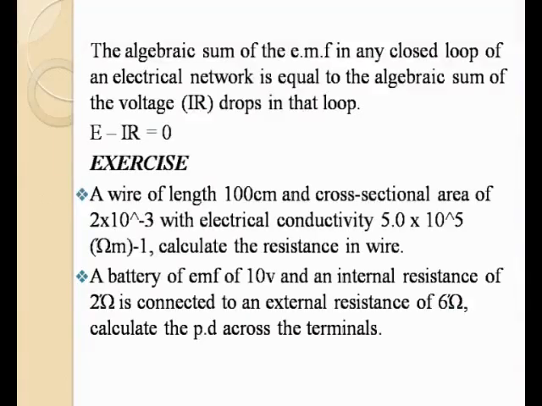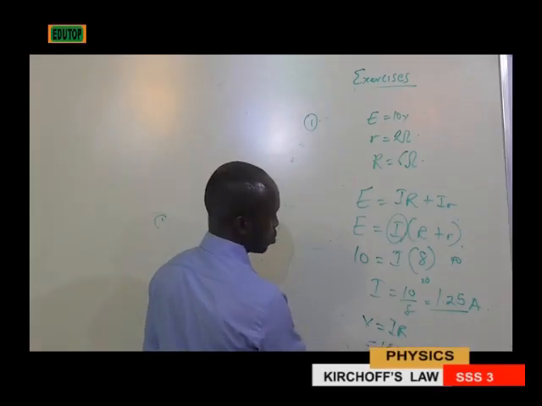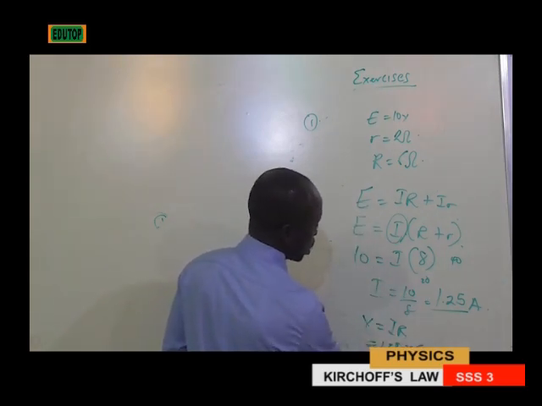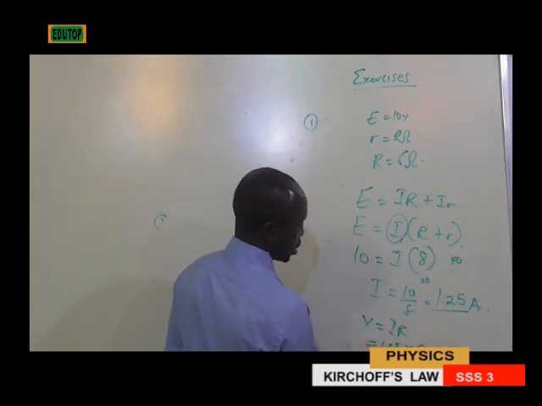You are asked to calculate the potential difference across the cell. So you just say your V equals IR. So your current is 1.25. So you just multiply it with your resistance, which is 6.